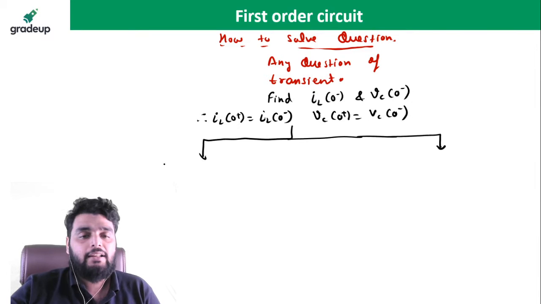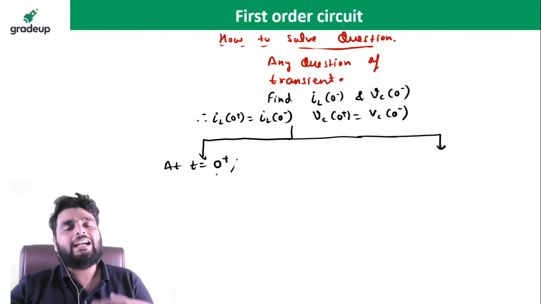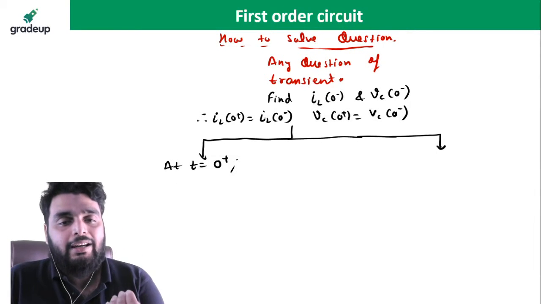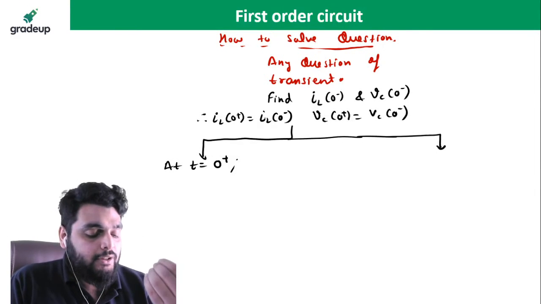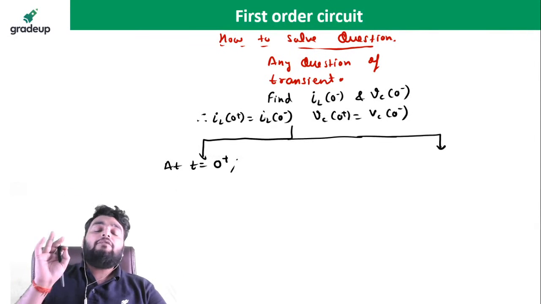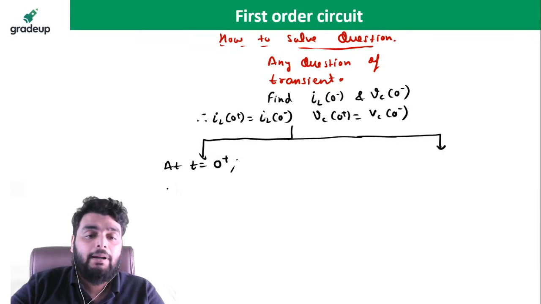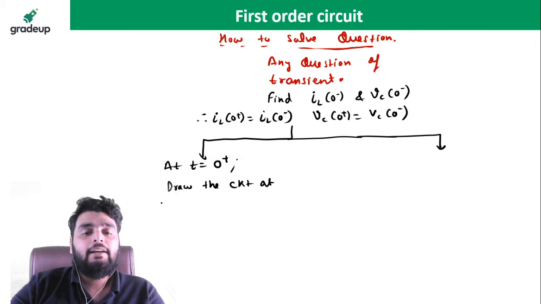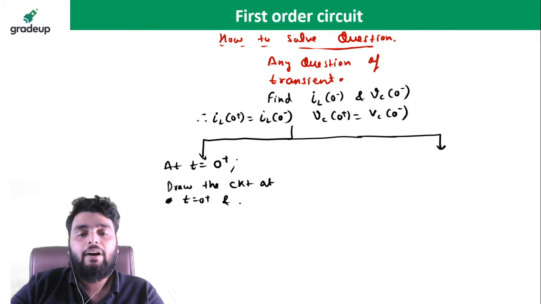If the question is asking anything at t equal to 0 plus, they can ask you a voltage, they can ask you a current, they can ask you the change in voltage, they can ask you the change in current. Whatever they are asking at t equal to 0 plus, I will draw the circuit at t equal to 0 plus and find the output.